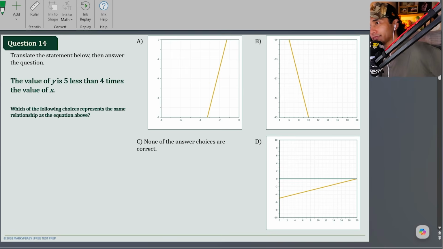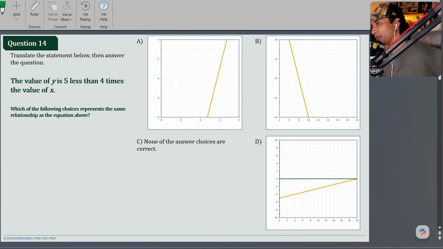All right, guys. Translate the statement below, then answer the question. The value of y, this is word formatted, and it is supposed to scare you. But don't fear. Do not be afraid, because you have studied with me, and now you are armed and ready for word formatted questions. Okay, the value of y, so let's just write it out.